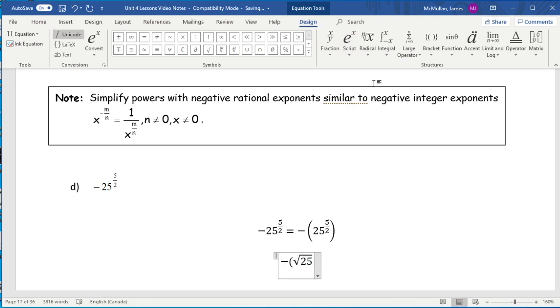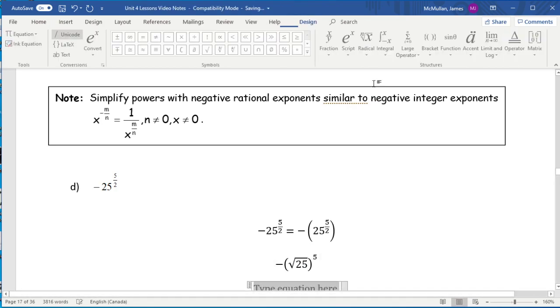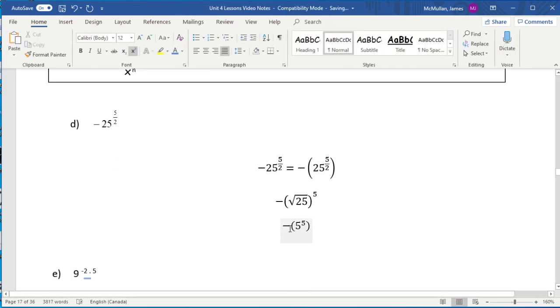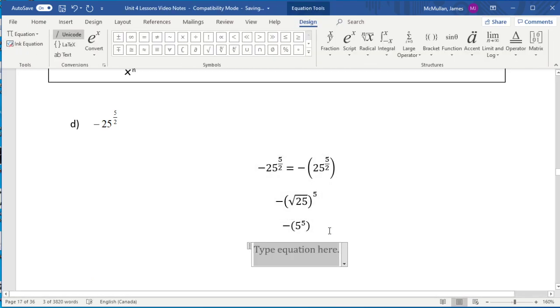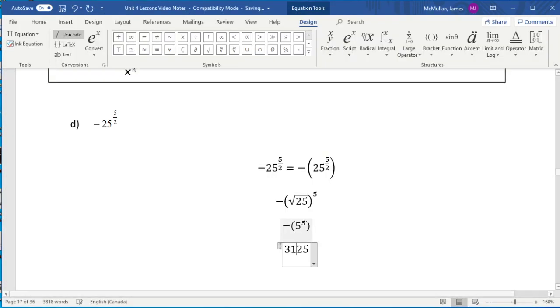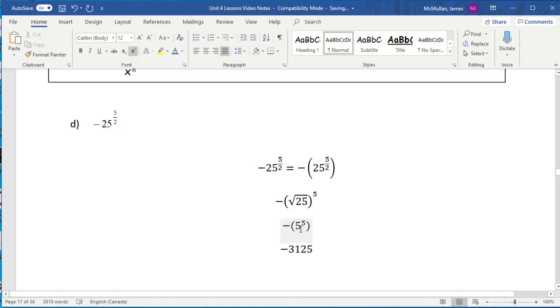Square root of 25 to the power of 5. Okay, now we know the square root of 25 is 5. So we're going to take 5 to the power of 5 and then make the answer negative. 5 to the power of 5 is 3125. There we go. And then I have to make it negative because 5 to the 5 is done first, and then the negative sign kicks in.